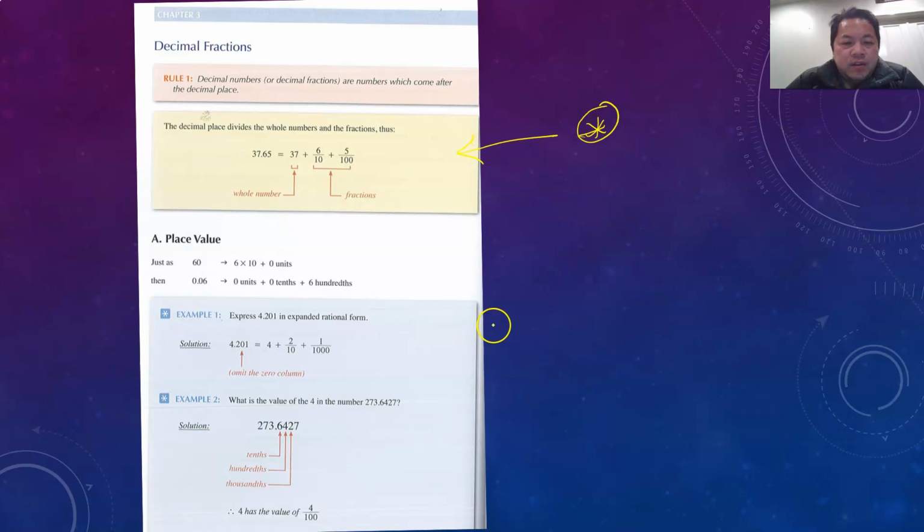Okay, this part here, again, you're talking about a standard rational form. So when you have 4.201, we know this is actually 4 whole plus 2 out of 10 plus 1 out of 1,000. Okay, 1 out of 1,000. And the other part is something that we are very familiar with, is to get the place value, isn't it?